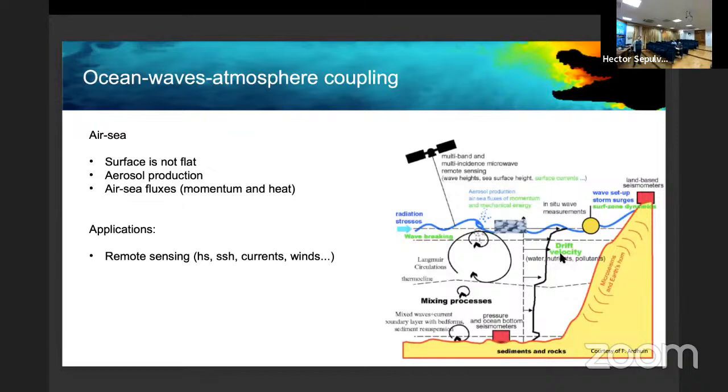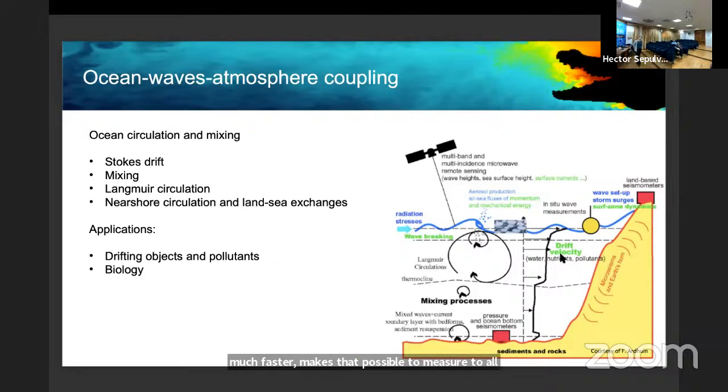Also, the fact that the surface is not flat is used for a lot of applications, notably in remote sensing. It is a way that we can retrieve surface height, wave height of course, but also water level elevation, the ocean surface elevation, also the currents or the winds. All these can be retrieved by satellite thanks to waves. Sometimes we want to remove the part of the waves, but the fact that the waves modify the radar signal makes it possible to measure all these parameters.